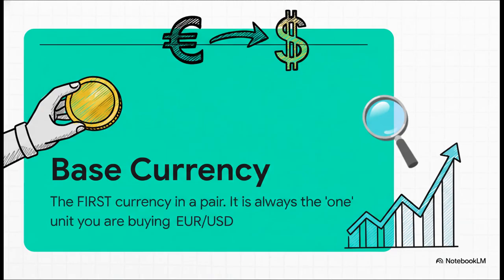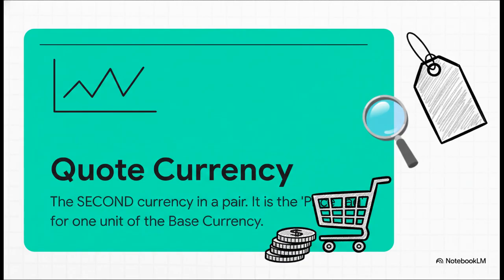So we call that first currency the base currency. The easiest way to think about it is it's the single item you're looking to buy, like one gold coin you're holding in your hand. In the Euro/USD pair, the euro is your 1 unit. Now, the second currency is what we call the quote currency, and this is where our price tag analogy really makes sense. The quote currency is simply the price in that currency for your one single coin.